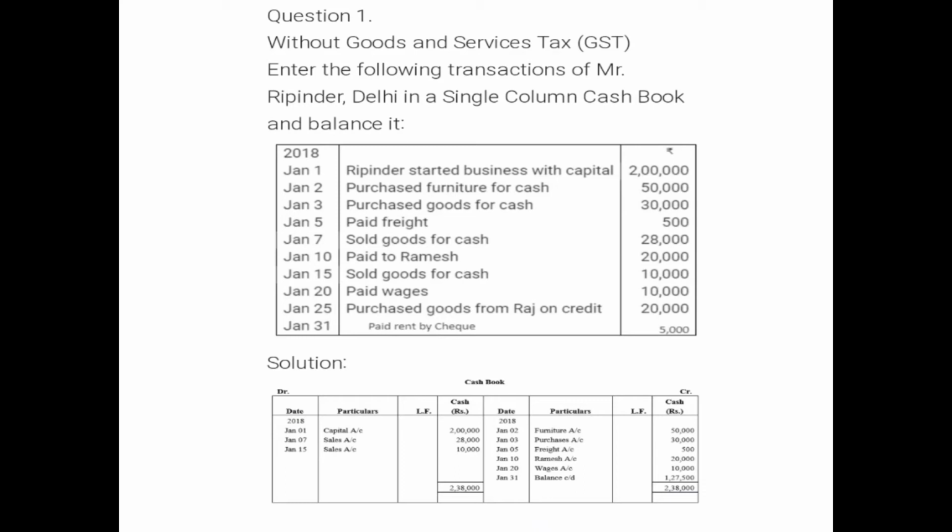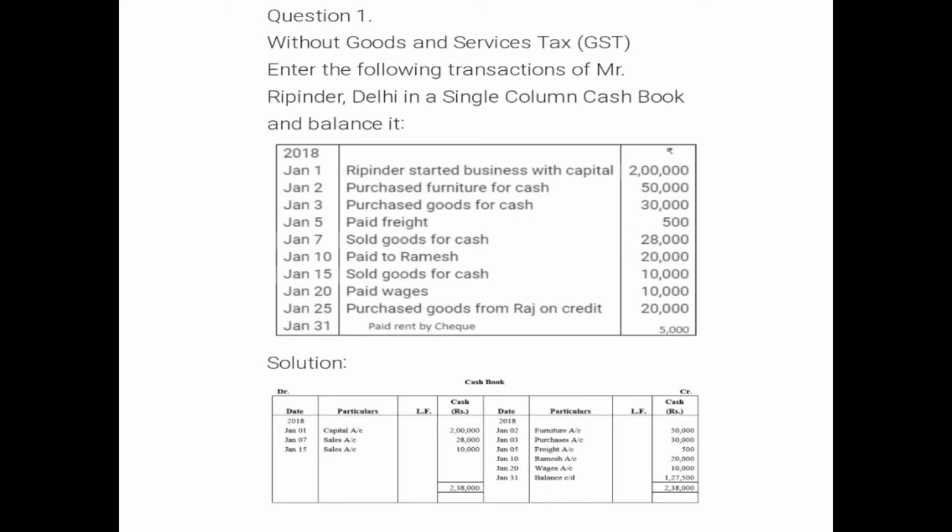Then on January 7, sold goods for cash rupees 28,000. Since the goods have been sold and the cash has been received, it will be recorded in the debit side as sales account 28,000. Then on January 10, amount is being paid to Ramesh. So since it's an expense, it will be recorded in the credit side as Ramesh account 20,000.